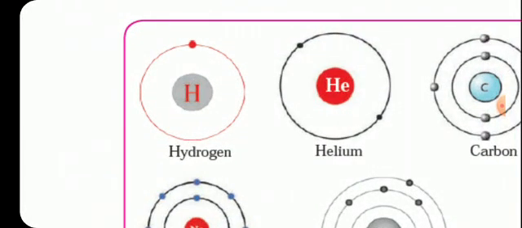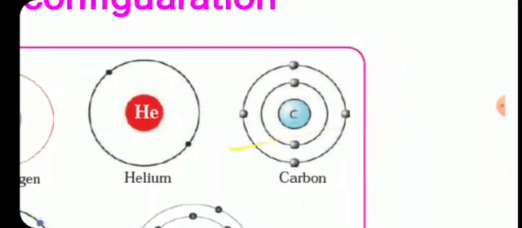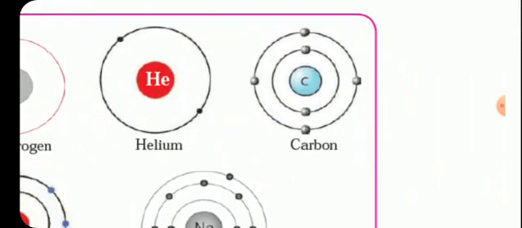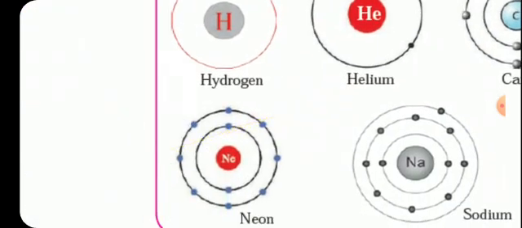Hydrogen atom contains only one electron. Helium atom contains two electrons. Carbon atom has 2 electrons in K shell and 4 electrons in L shell. Neon has 2 electrons in K shell and 8 electrons in L shell.